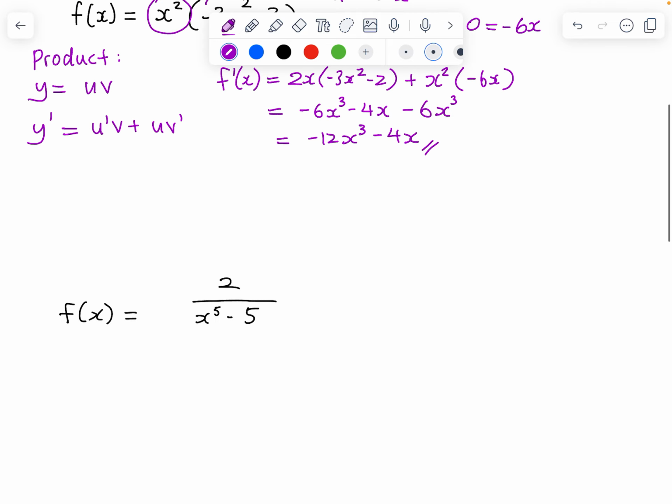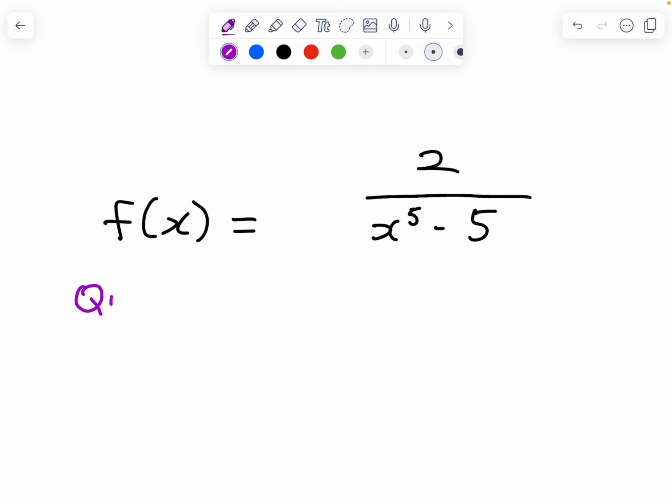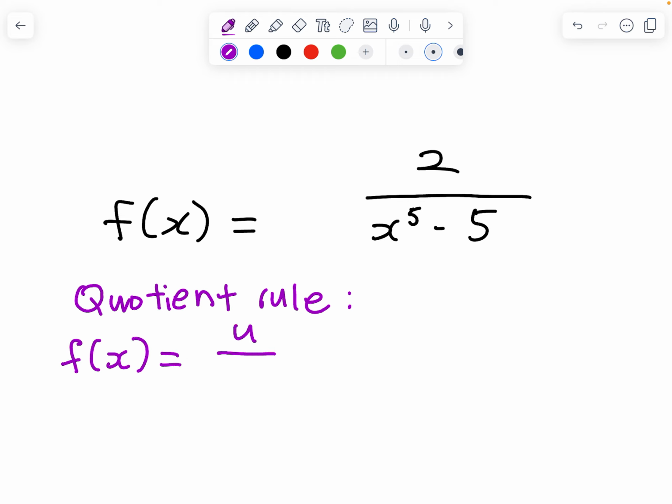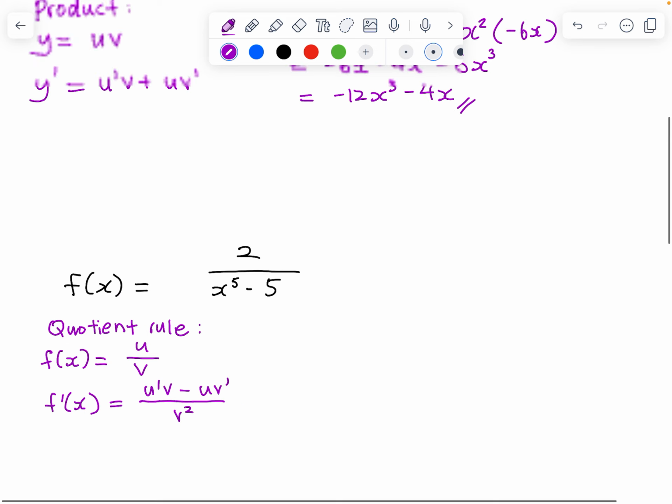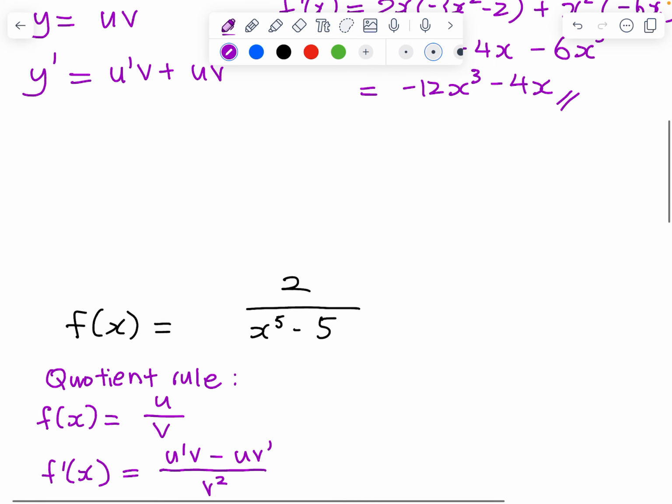But what about division? Again, we have to use the quotient rule. When it comes to a function where one is divided by the other, if we have, for example, u divided by v, the derivative of that will be u prime times v minus u times v prime, divided by v squared. Again, the first thing we want to do is find out what u and v are. So let this be u and this be v.